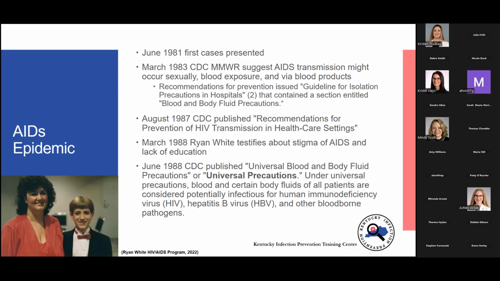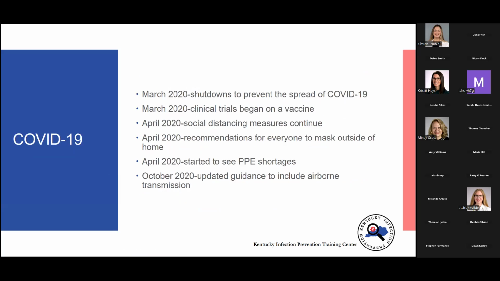Then in June of 1988, the CDC published the Universal Blood and Body Fluid Precautions, also known as universal precautions. Under those precautions, blood and certain bodily fluids from all patients are considered potentially infectious for HIV, hepatitis B, and other bloodborne pathogens. Then we have COVID-19.